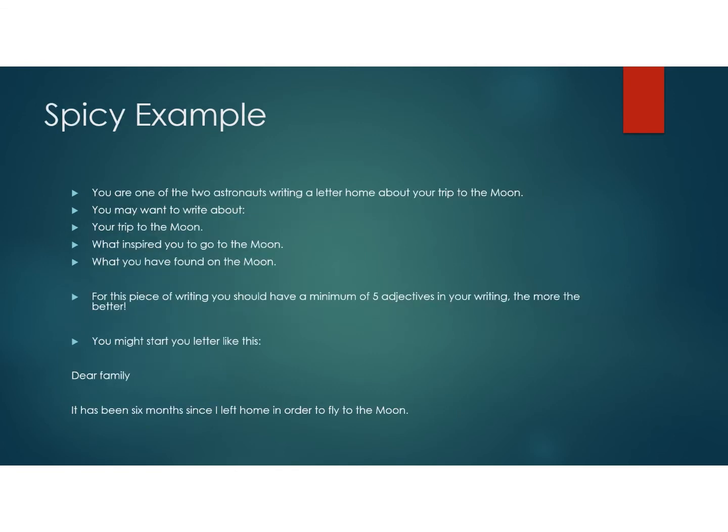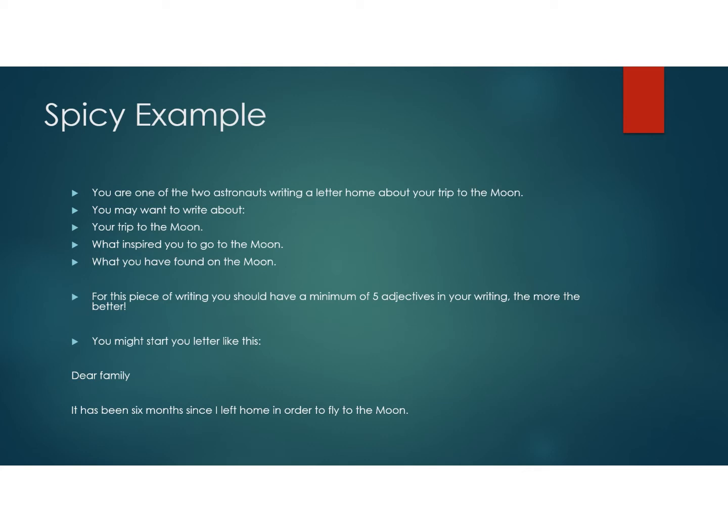So for the spicy example, you're one of the 2 astronauts and you're writing a letter home about your trip to the moon. So you might want to write about the trip itself to the moon, so how you got there. You might want to write about what inspired you to go to the moon. You could also write in your letter what you've already found on the moon.